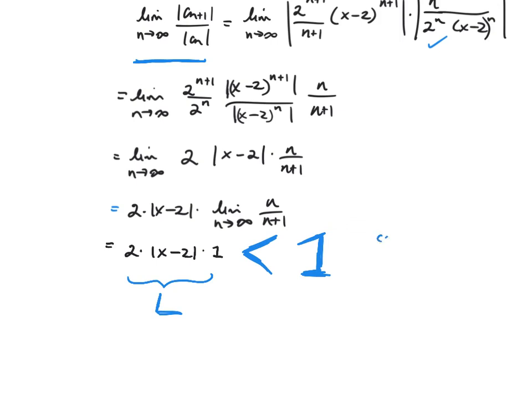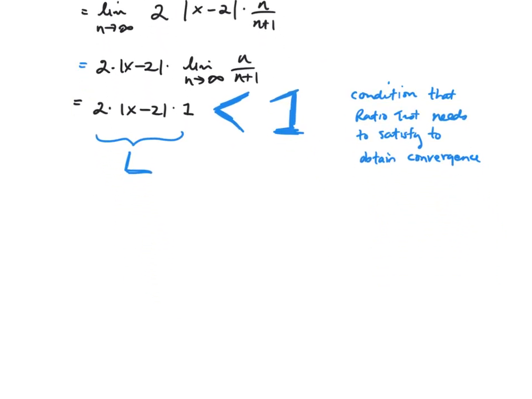So what this is, is the condition that the ratio test needs to satisfy to obtain convergence. Before, we just found our L, maybe it's 2, maybe it's a quarter, whatever, and that number just basically says, yeah, you converge, or no, you diverge. Now we are imposing the condition for convergence. And when we do that, I get this statement, I'll just rewrite it: 2 times the absolute value of x minus 2 is less than 1.